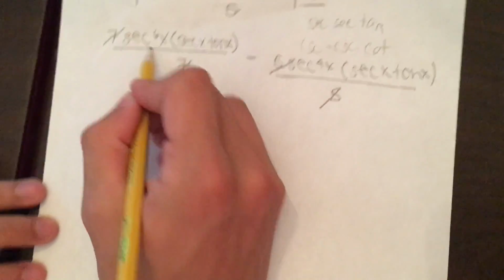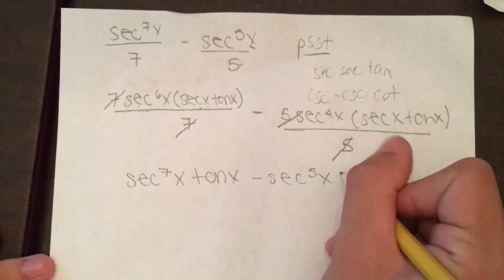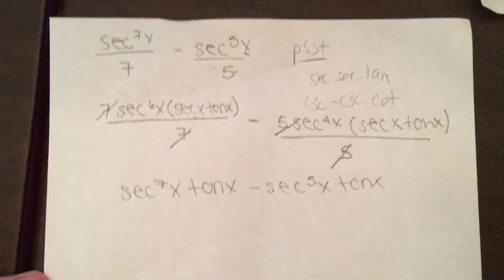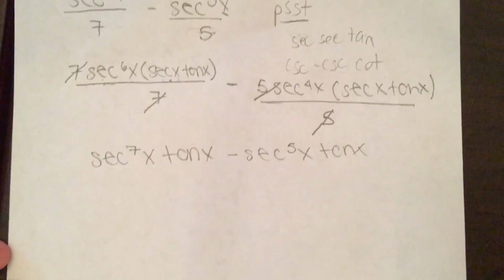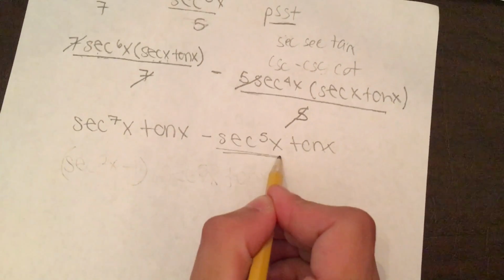I'll just multiply these out. Is that okay? You can absolutely multiply that out. Get it back to the secant to the 7th. Good, good. Let's look at that next step. See if you can find any identities there. See if you can factor it out.